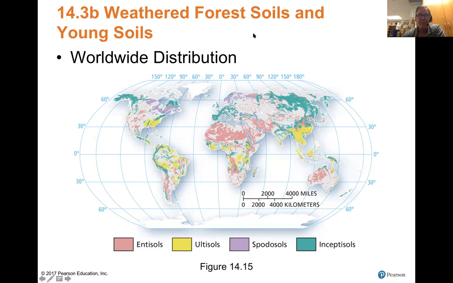Your weathered forest soils, young soils, entosols, eudisols, spilosols, and septisols. So again, that includes your desert areas. Here's kind of on the periphery of the rainforest and down in the southwest portion of the United States and over here in all of Southeast Asia. The septisols up in the northern regions and in Europe.